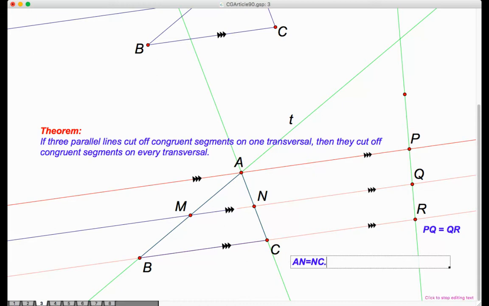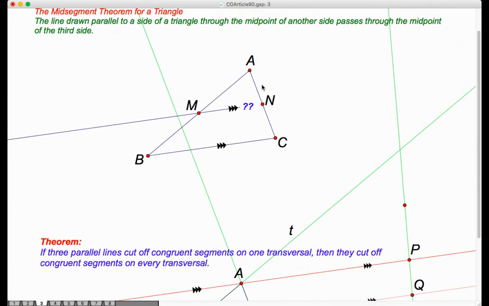Wait a minute. So AN is equal to NC? So that means that N is truly the midpoint. Thus, N is the midpoint of segment AC. Okay. Oh, so that's what Article 87 is all about.